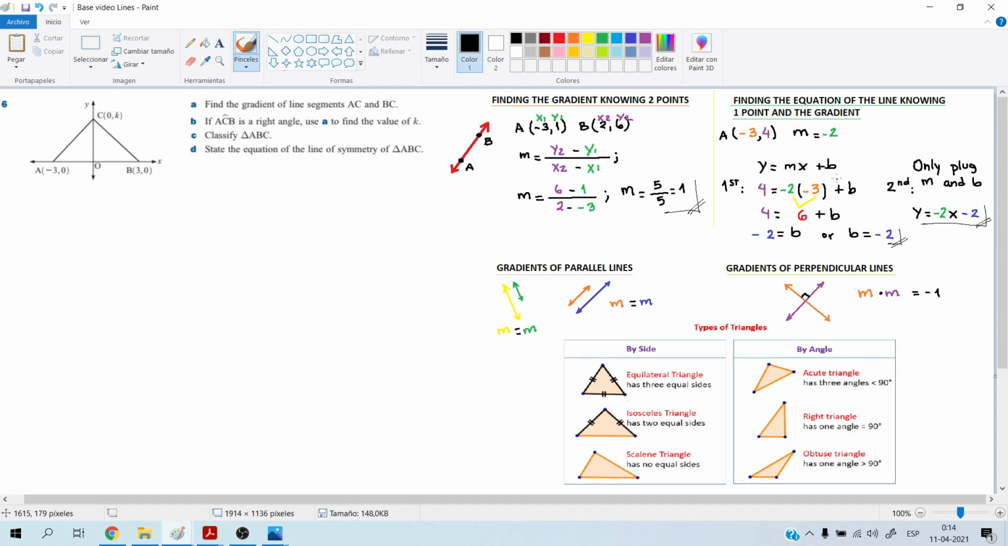And then how do you find the equation of that line? You only plug m and b. So you plug m, the green, there, and the b.